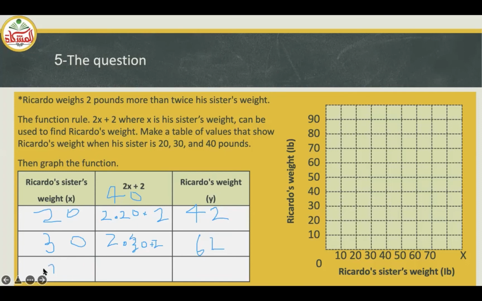Here 40. 2 multiplied by 40 plus 2. 2 multiplied by 40 equals 80, plus 2 equals 82.